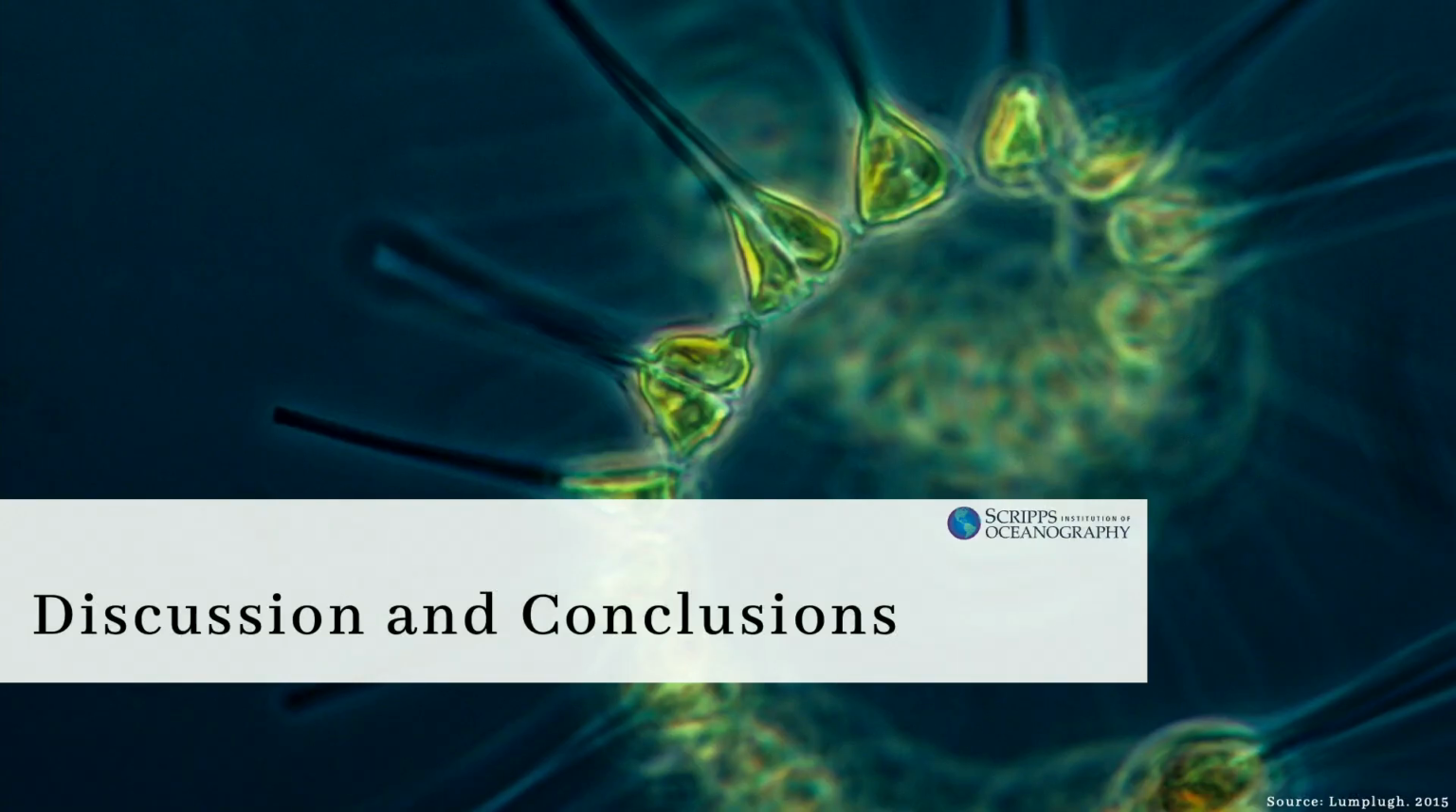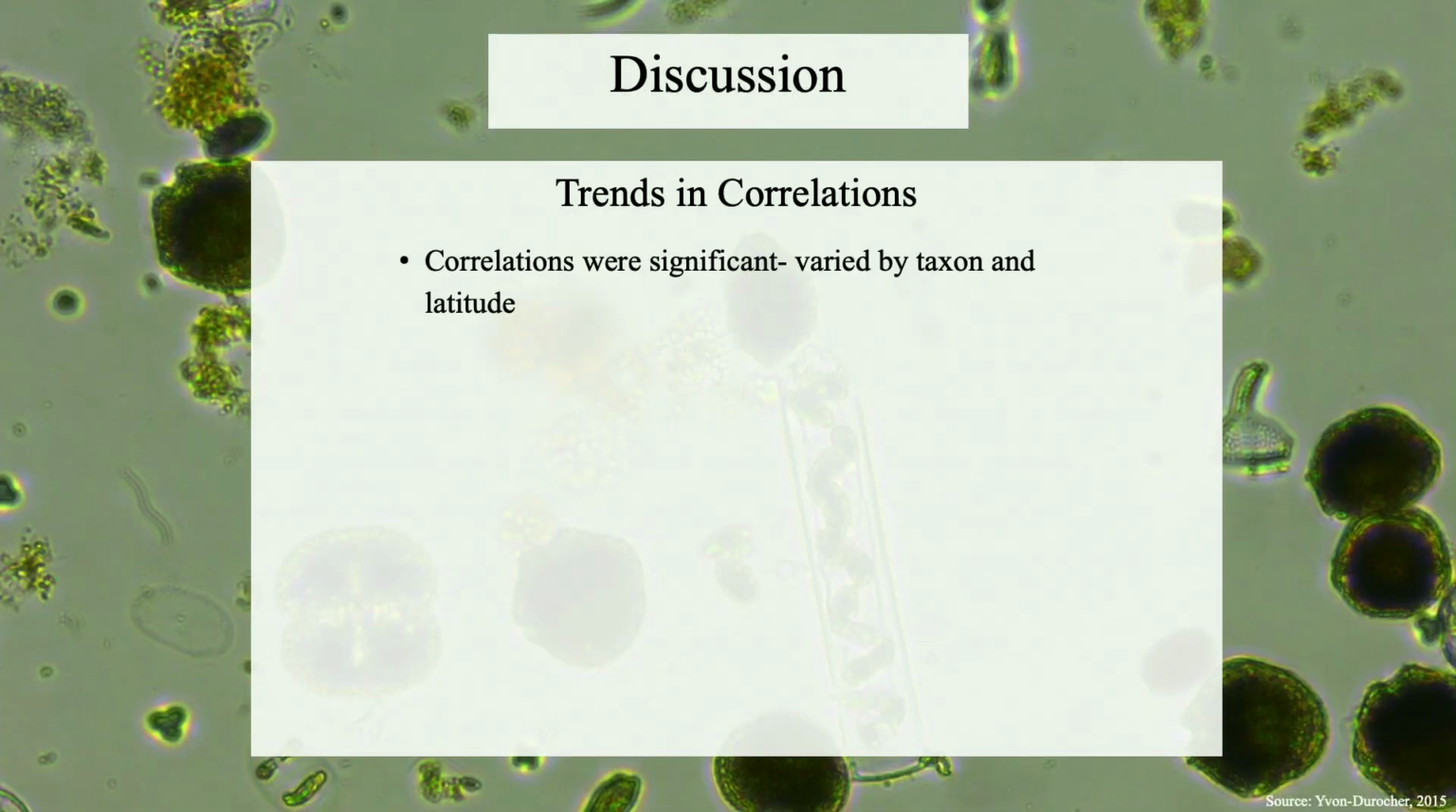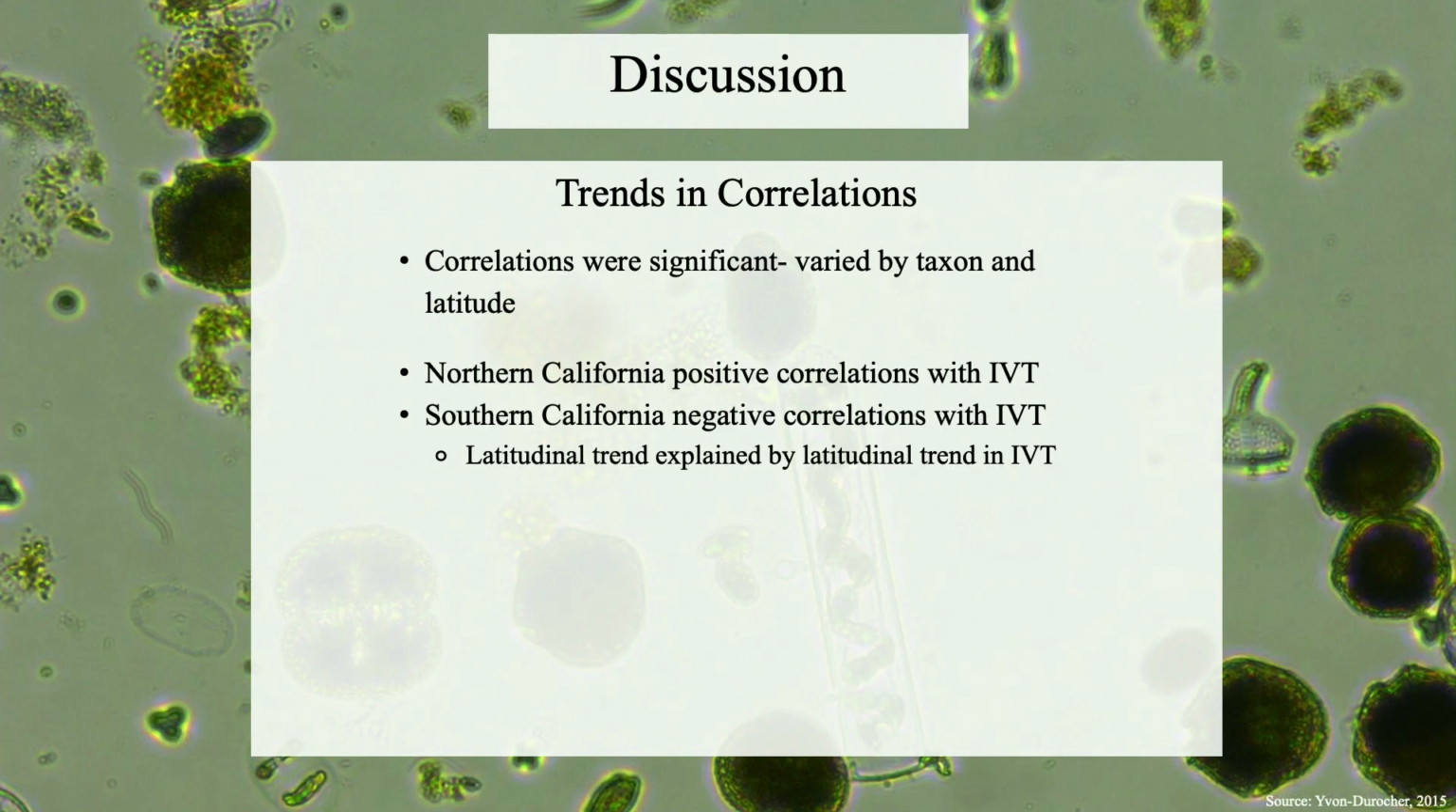So that brings me into my discussions and conclusions. I just want to recap some of the trends that we saw here. The correlations were significant. I wasn't sure if I was going to get any significant correlations, but I was very excited to see that I did. And these correlations varied by taxon as well as by latitude. When we were looking at the IVT analyses, we saw that Northern California had, in general, positive correlations, and Southern California had a lot of negative correlations.